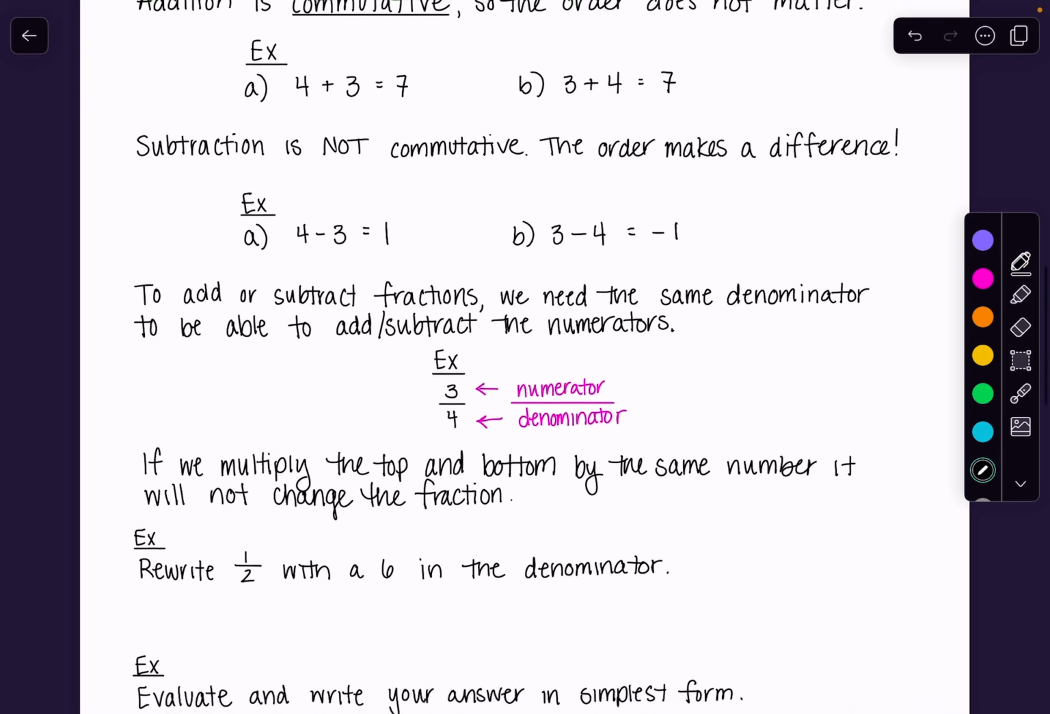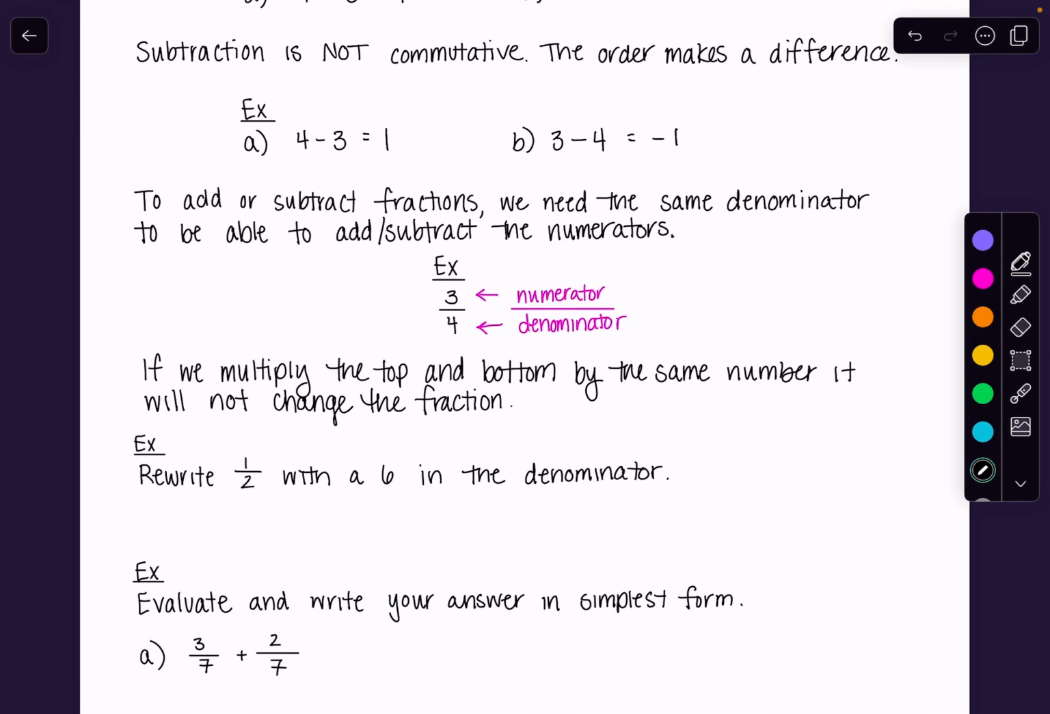Okay. The last thing we're going to talk about in this section is what happens if we have fractions. Okay?